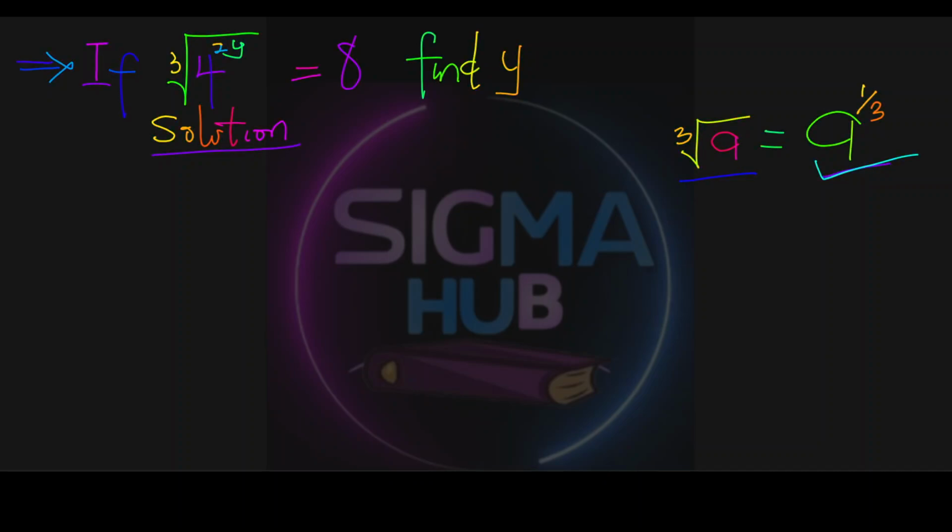So since we are given the cube root of 4 raised to the power of 2y, I can change the cube root back to an indices format.